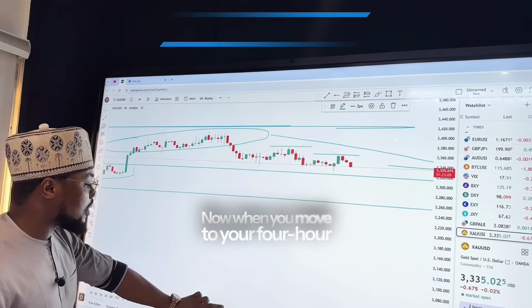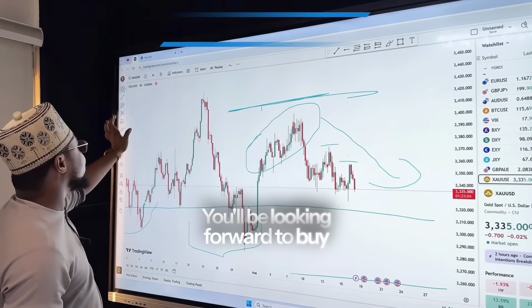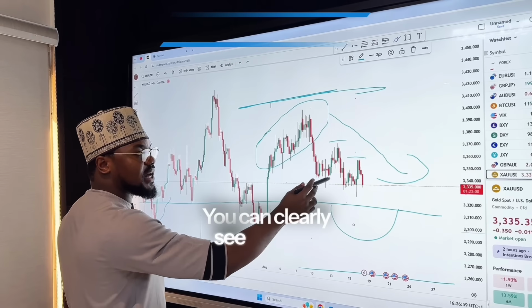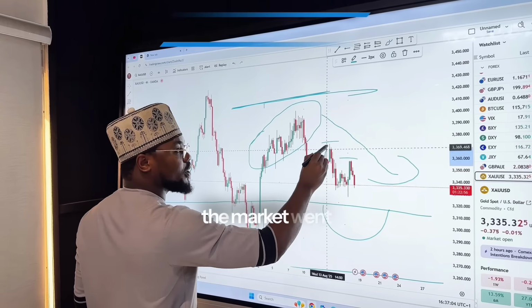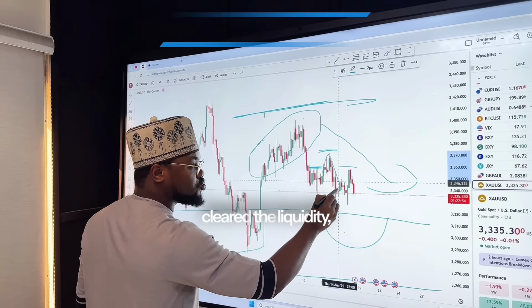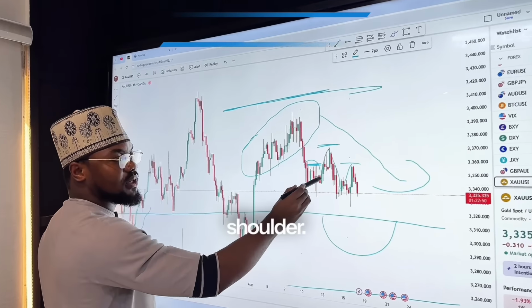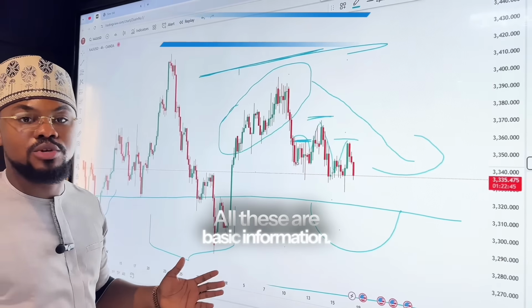Now, when you move to your 4-hour time frame, what would you be looking forward to do? You'll be looking forward to buy the market if the market comes into this zone here. You can clearly see that this market is very bearish. Of course, there was liquidity that was created here. The market went up, cleared the liquidity, dropped back down, went back here, gave us a form of head and shoulder. Do you understand? This is the left, this is the right, and a drop. All these are basic information.